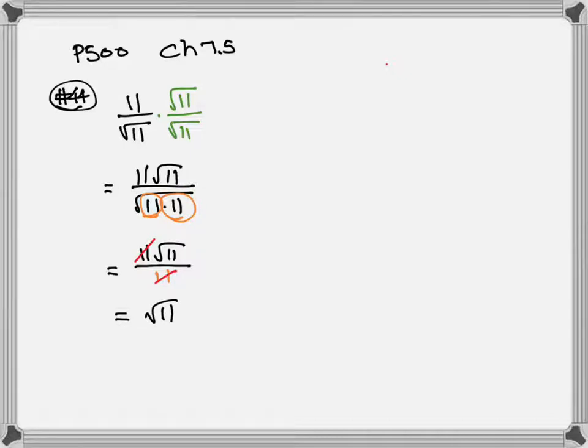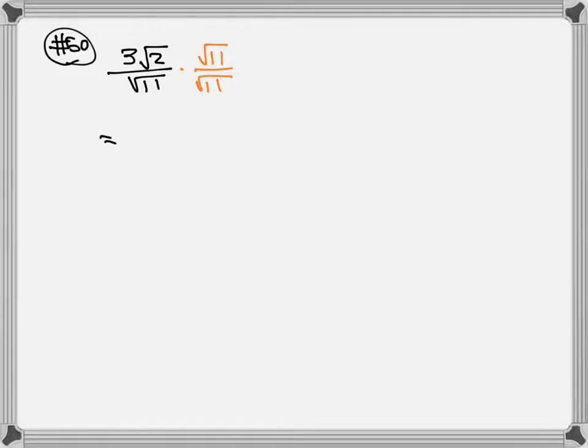Now let's look at number 50. Number 50 here, we have 3 square roots of 2 over square roots of 11. Again, let's get rid of the denominator. Denominator, we cannot have the square roots. So the denominator square root of 11, so we're going to multiply the same number to the top and the bottom.